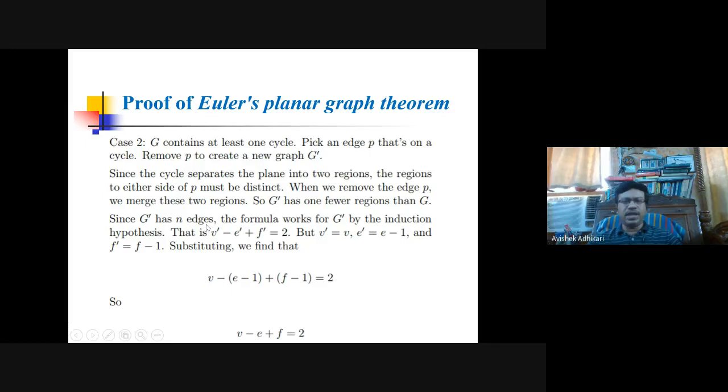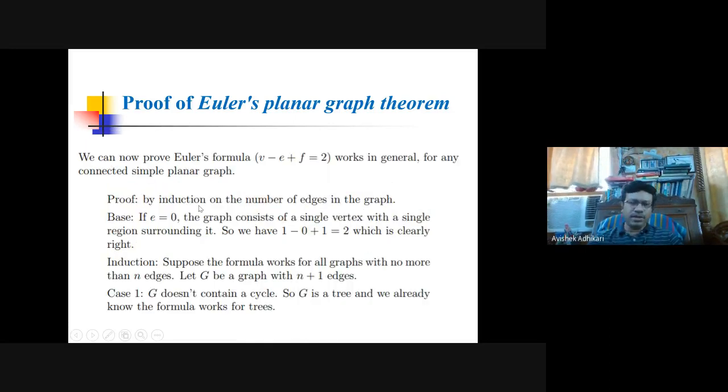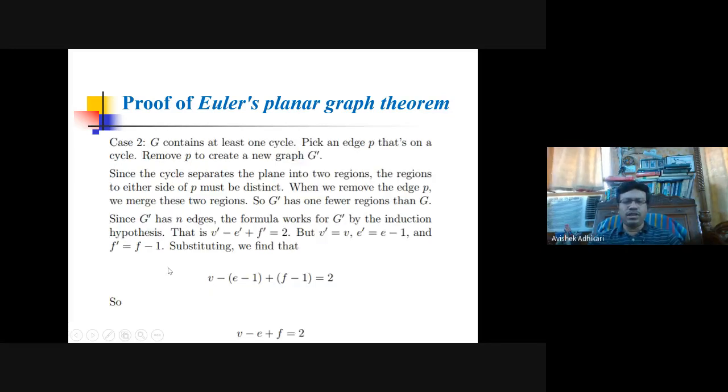Since G dash has n edges, the formula works for G dash by the induction hypothesis, because we are using the induction hypothesis on the number of edges. In our assumption, we assume that the result is true for no more than n edges. As a result, the result is true for G dash. So in case of G dash, V dash minus E dash plus F dash must be equal to 2.